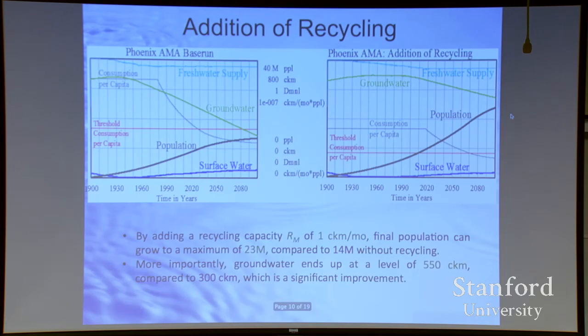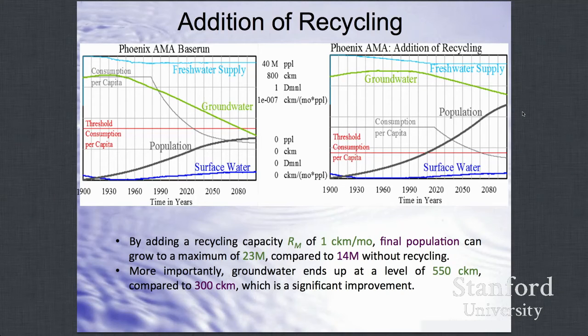Okay, first experiment, adding recycling. Of all of these experiments, recycling is the most effective management option that we can add to the system. As you can see, it can increase the population from 13, 14 million here to about 23 million. So it increases the water carrying capacity of the system. The second thing is that you can look at the final level of groundwater. Instead of ending up at 300 ckms, cubic kilometers, we end up at about 550, which is significantly better. So recycling, number one factor, biggest factor.